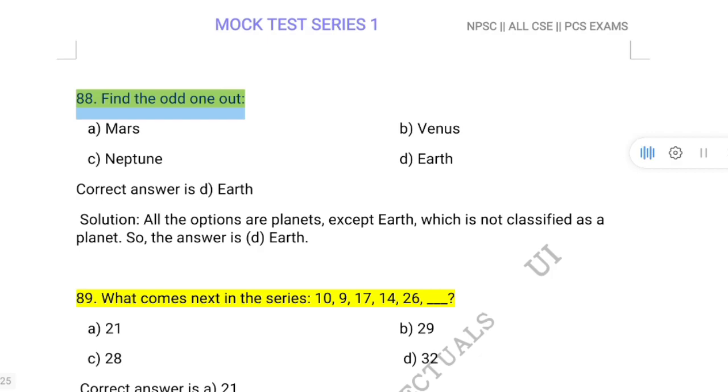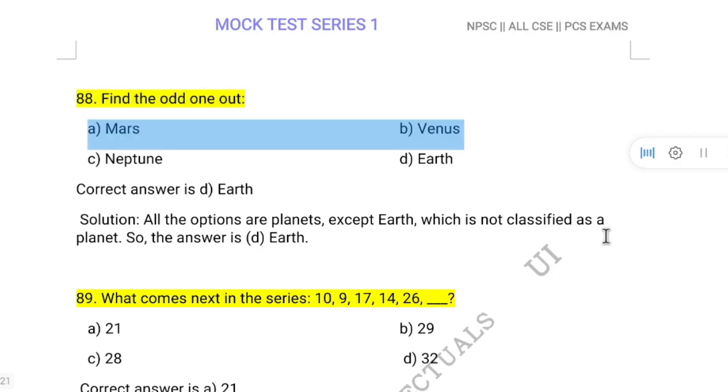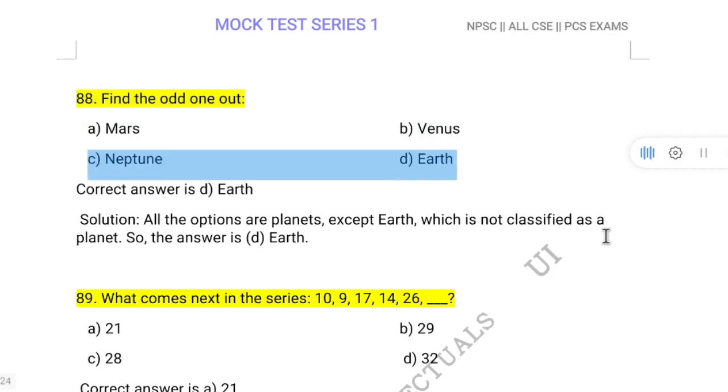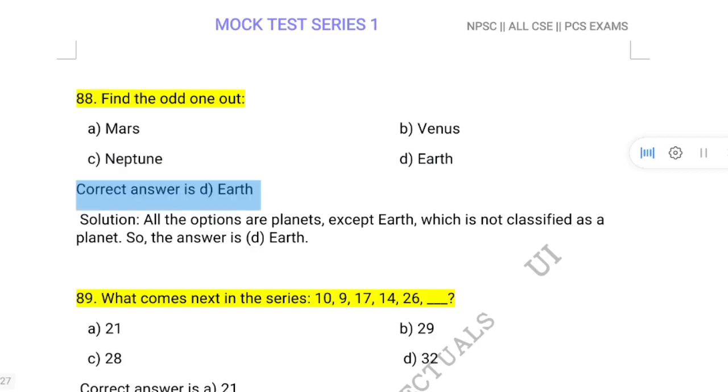15. 88. Find the odd one out. A. Mars. B. Venus. C. Neptune. D. Earth. Correct answer is D, Earth. Solution. All the options are planets, except Earth, which is not classified as a planet. So the answer is D, Earth.